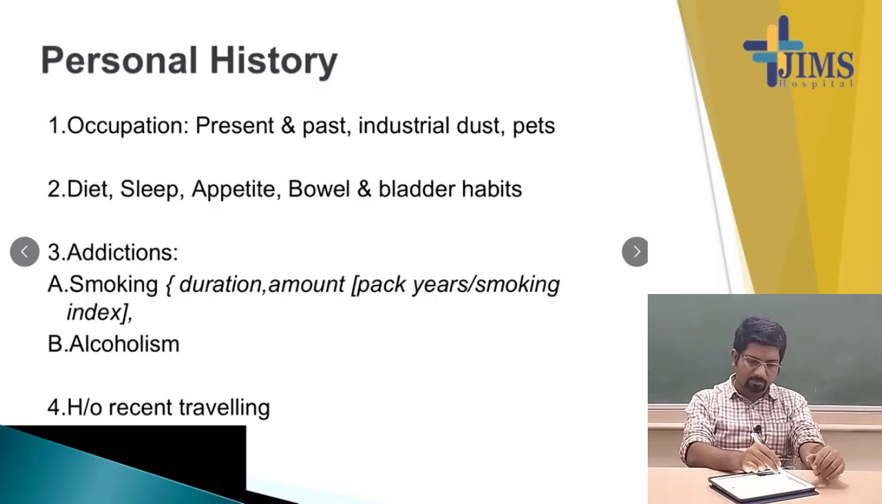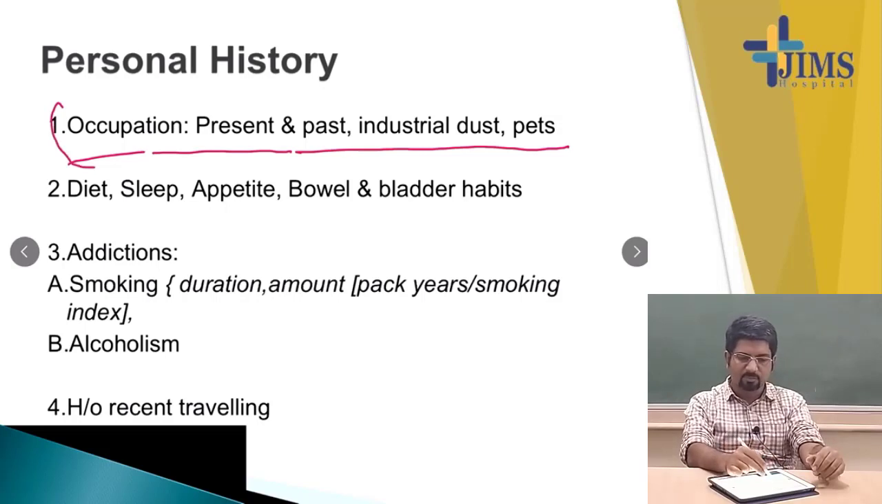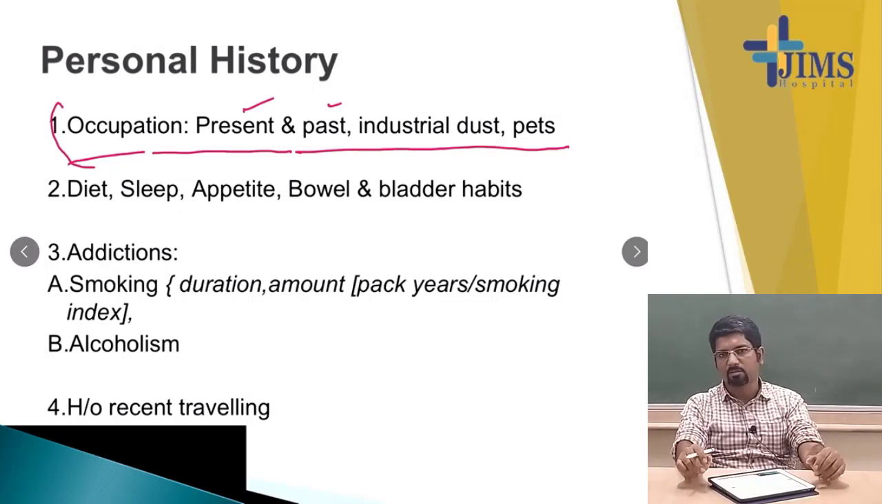Now, personal history. In respiratory medicine, the personal history is very important, particularly the occupation. Occupation-related diseases are much more common, because if the patient is exposed to any foreign particle or any dust particle over a certain period of time, it may lead to airway disease, hypersensitivity pneumonitis, COPD, or interstitial lung disease.